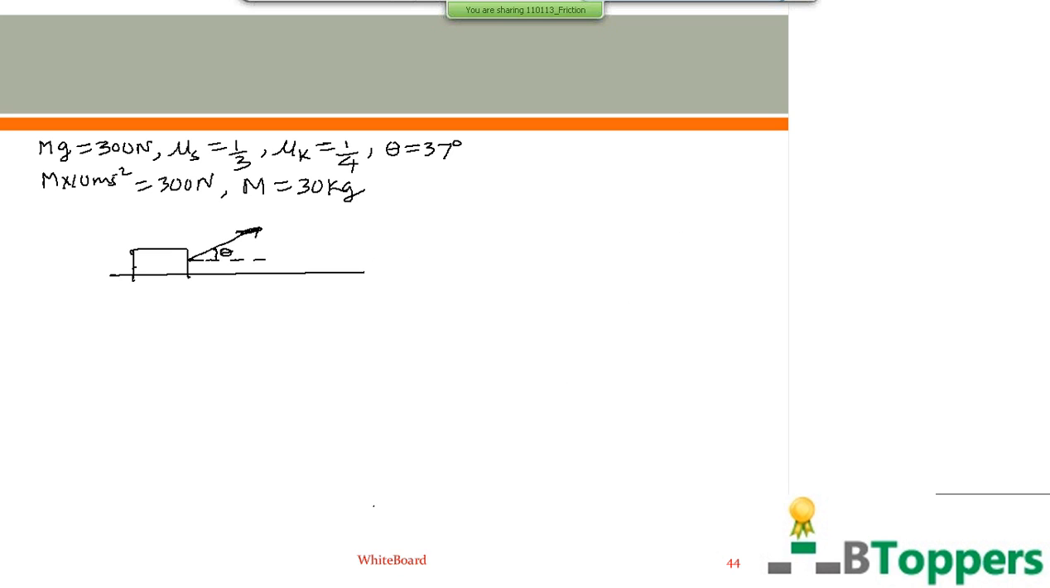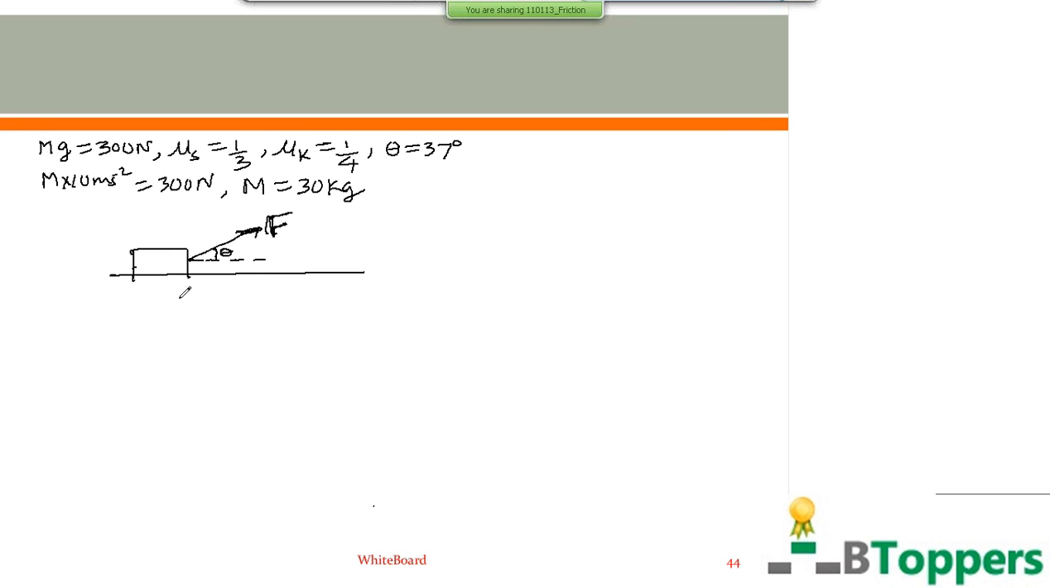The weight mg of the block is given as 300 newtons. So if you substitute g equal to 10 meter per second square on the left hand side, you get m equal to 30 kg. Mass of the block is 30 kg. Coefficient of static friction between the block and the horizontal floor is given as 1 by 3. Coefficient of kinetic friction is given as 1 by 4. The angle theta which the pulling force makes with the horizontal is given as 37 degrees.